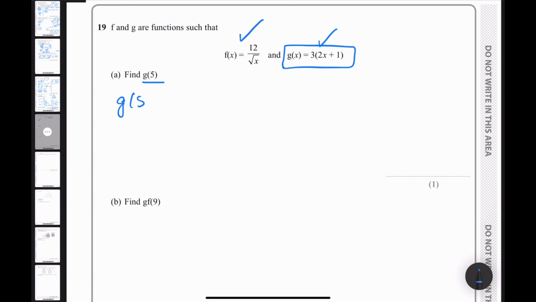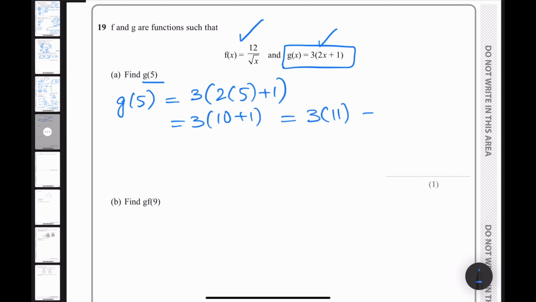So my g of 5 will become equal to 3 times 2 times 5 plus 1. It will be like 3 times 10 plus 1. It will be like 3 times 11. That will be equal to 33. Simple. Now it says find g of f of 9.